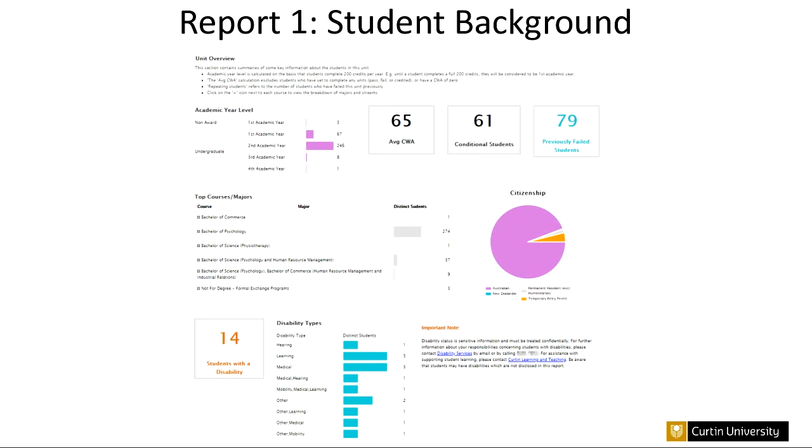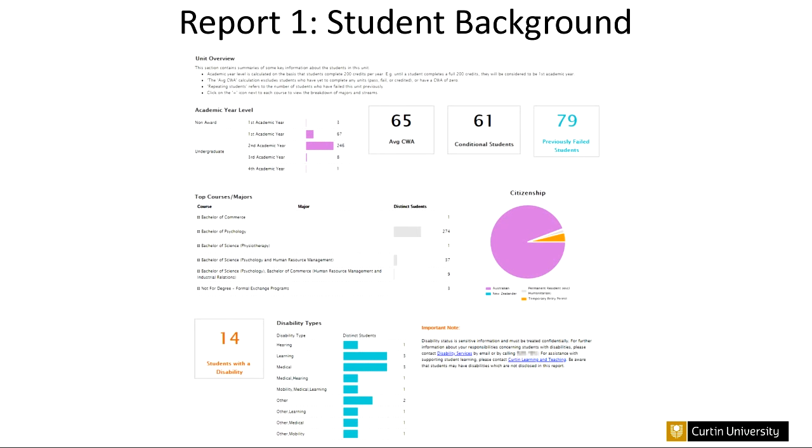So what we have here on this one is a few different summary pieces of information, say the academic year level, whether they're postgrad and undergraduate, and the number of students from each group. Because of the way we run our programs here, students can be studying a unit, but they're at a different point of progression through their course. So we use this academic year level based on the number of credits they've completed.